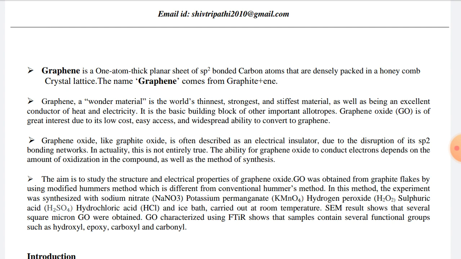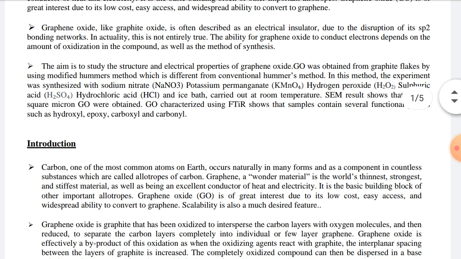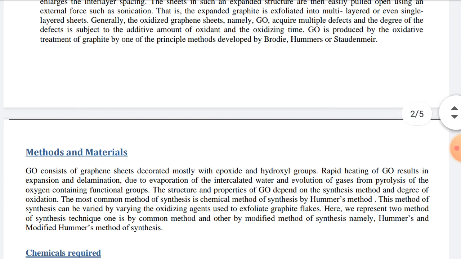Graphene oxide was obtained from graphite flakes by using modified Hummers' method, which is different from the conventional Hummers' method. In this method, the experiment was carried out with sodium nitrate NaNO3, potassium permanganate KMnO4, hydrogen peroxide H2O2, sulfuric acid H2SO4, hydrochloric acid HCl, and an ice bath. Carried out at room temperature, the results show that several square micron graphene oxides were obtained. Graphene oxide characterized using FTIR shows that the sample contains several functional groups such as hydroxyl, epoxy, carboxyl, and carbonyl. Now I move to methods and materials.